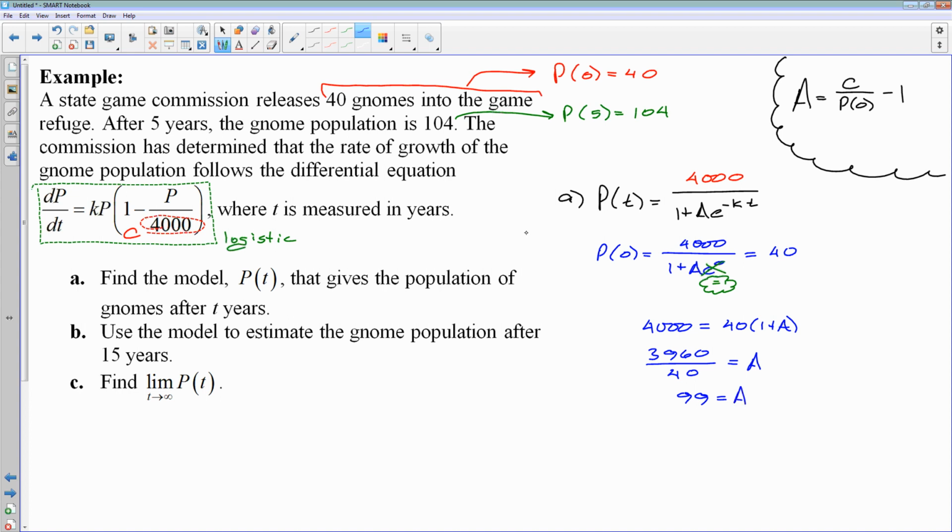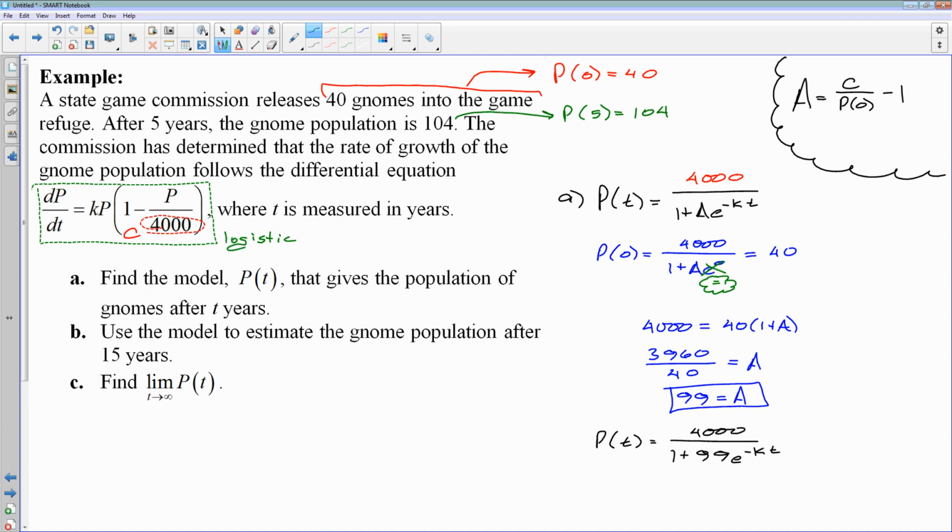But if you do have the initial population, your constant A can be found with this formula: it's your carrying capacity over P of 0, minus 1. I just worked that out while I had the video recording paused. So now that I know what A is, I can go back to my equation, and I know that P of T is going to be my carrying capacity, 4,000, over 1 plus 99 e to the negative kt.